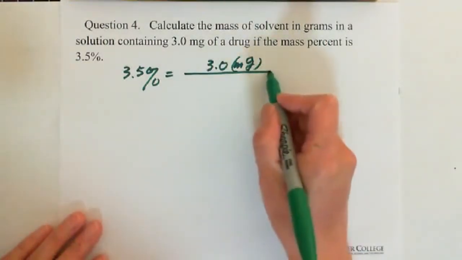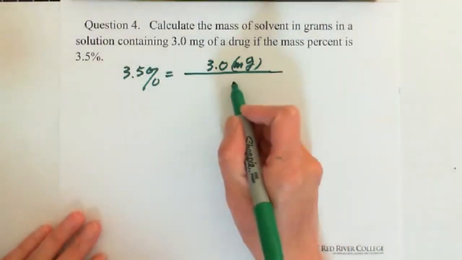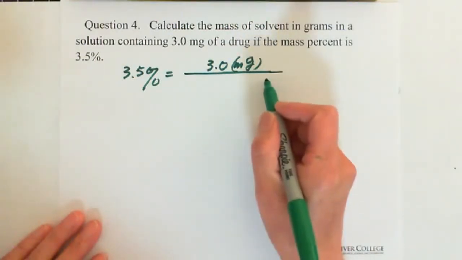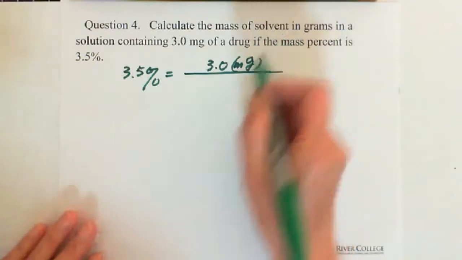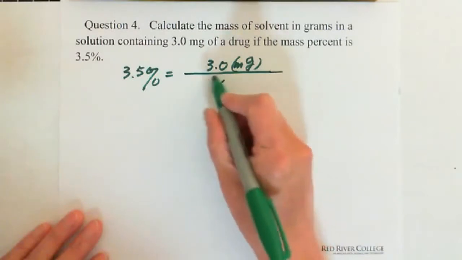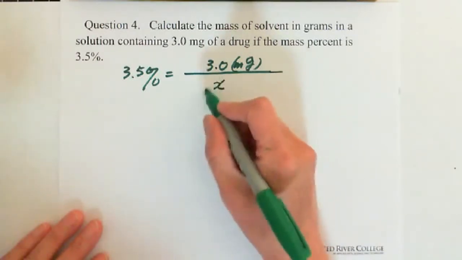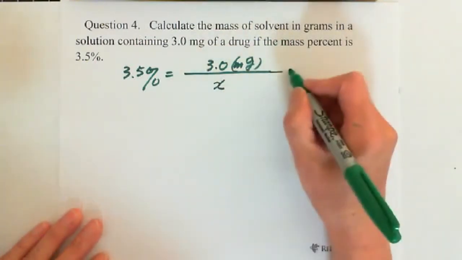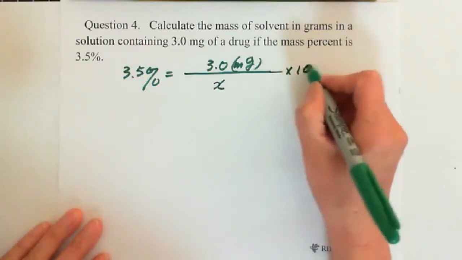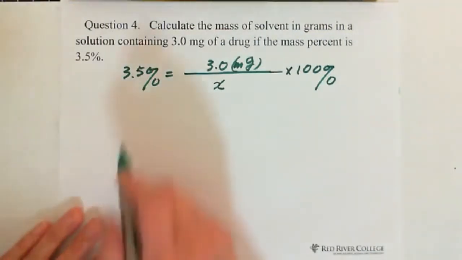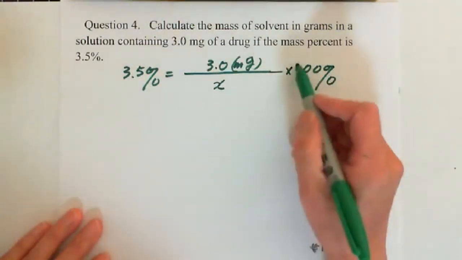And the bottom is mass of solution. Mass of solution equals mass of solute plus mass of solvent, and we're looking for solvent. So for easy calculation, we just put X on the bottom. This represents the total solution. After we find the total solution, then we find solvent. Then multiply by 100%. This is exactly plugging numbers into the formula. And we already have 3.5%, so the 100% is equal to 1, right?